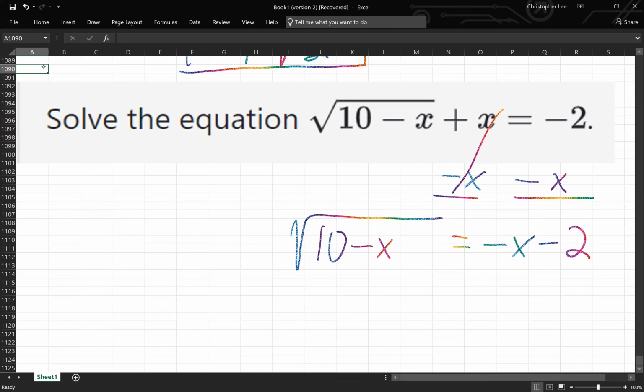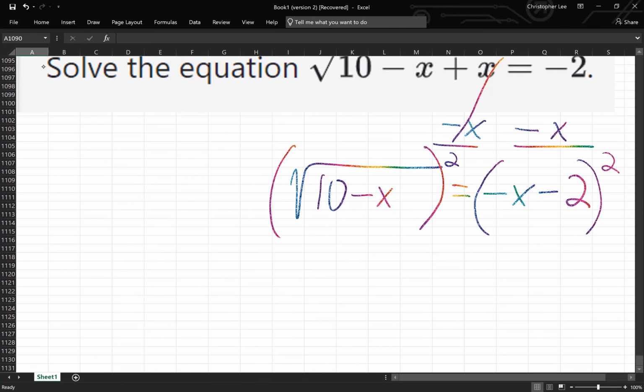That's a square root. And then what? Square it. So I'm gonna square this to get rid of it. But what I do to one side, I gotta do to the other. These two will cancel out. So this becomes 10 minus x is equal to, what's this? I think x squared plus 4x plus 4, something like that.